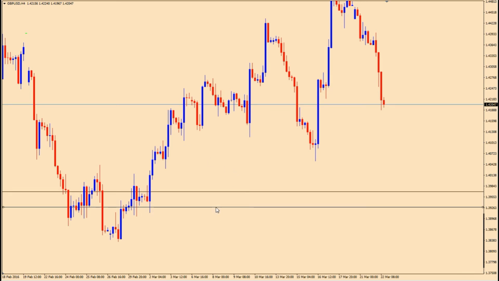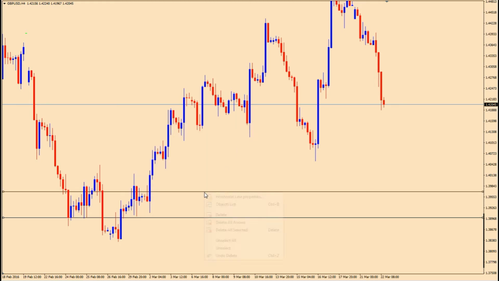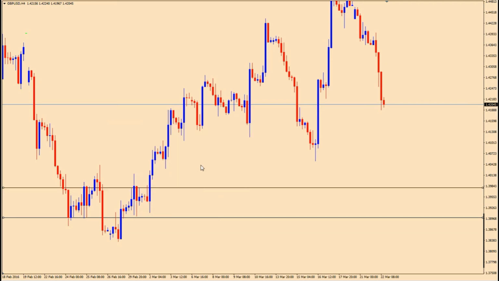I'm going to set these lines so that they are 80 pips apart. We do 1.39, and this one will be 1.3980. Then I'm going to draw vertical lines, and I'm going to draw those 10 candles apart. 1, 2, 3, 4, 5, 6, 7, 8, 9, 10. So now there's the space of 10 candles, which is 40 hours, and 80 pips, which is twice the 40 hours.